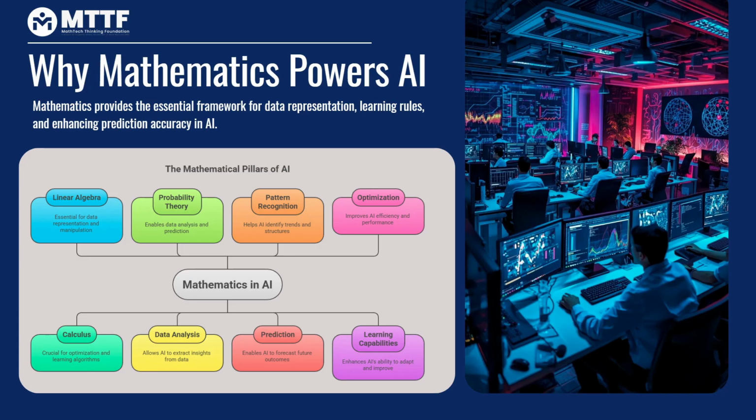To understand why mathematics powers artificial intelligence, we need to understand one simple fact. AI learns from data, and data is numerical. Mathematics provides the framework that allows machines to represent data, learn from it, and improve their predictions over time. Without mathematics, AI would have no way to understand patterns, measure error, and decide what to improve. Let us look at the mathematical pillars behind AI.